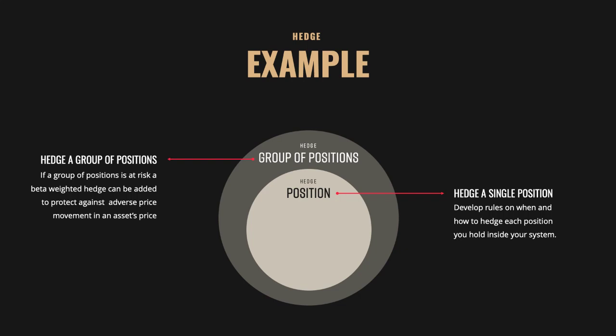So if a group of positions was at risk, for example, if you had a handful of stocks in the energy sector and you wanted to hedge those stocks, you could use a beta-weighted hedge. You could measure the beta or the volatility of the stocks compared to the market, and a hedge could be added to protect against adverse price movements in the group of assets' prices.